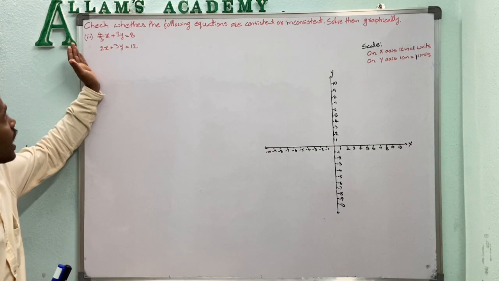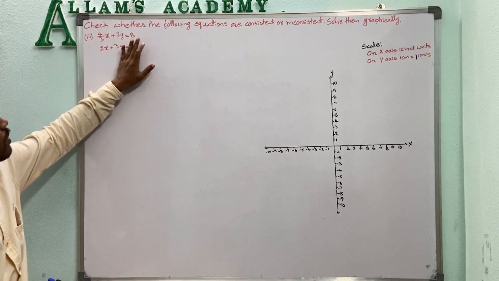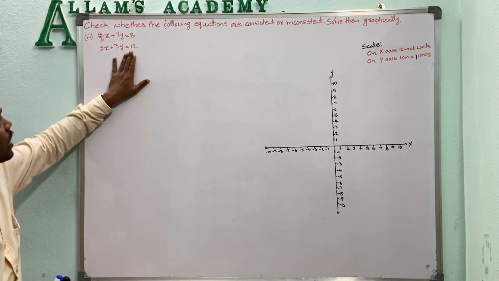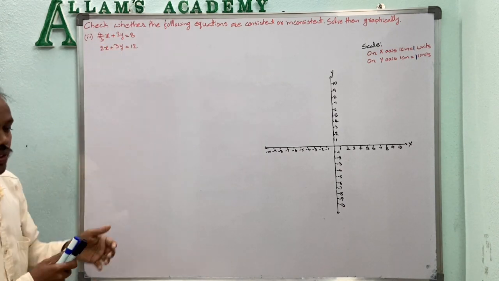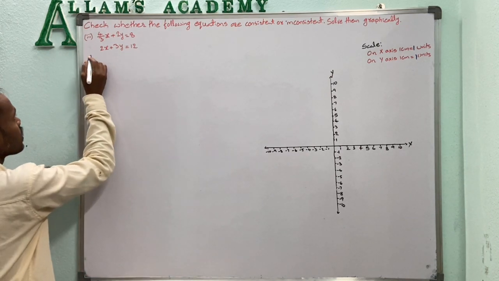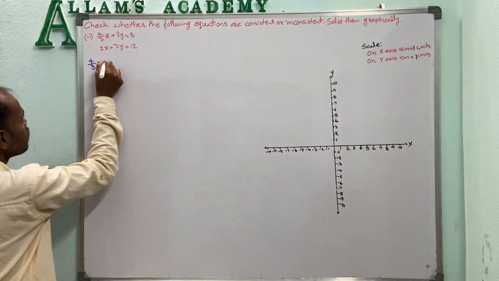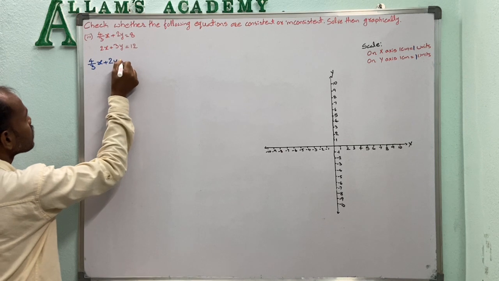Here we are given another pair of linear equations: 4/3x + 2y = 8 and 2x + 3y = 12. Now if we observe the first equation, it is in fraction form in the x coefficient, so we take the LCM for 4/3x + 2y = 8.